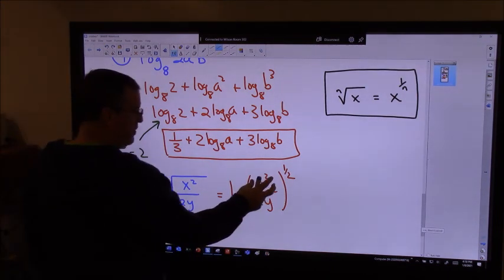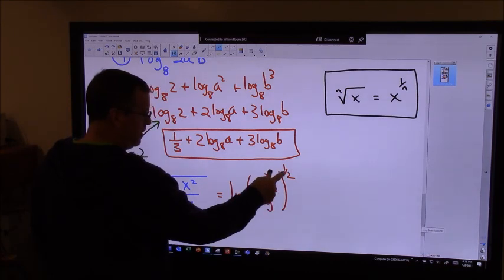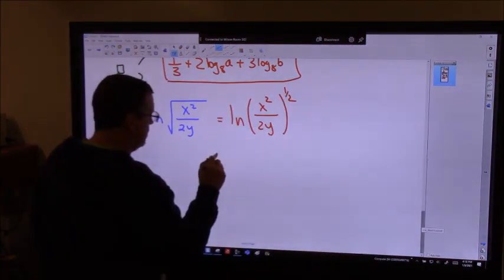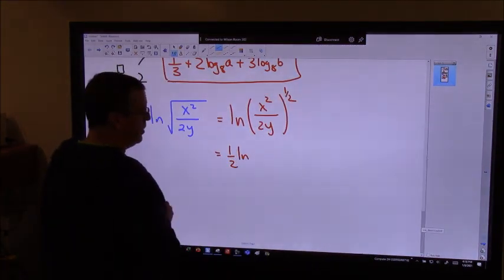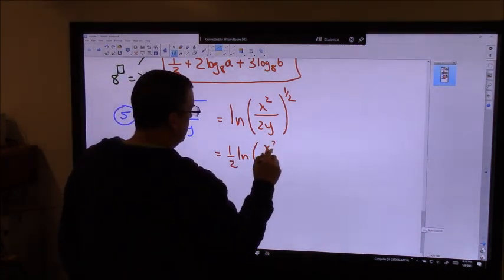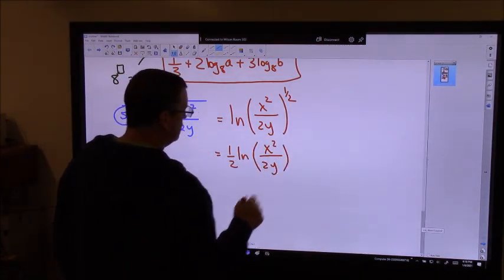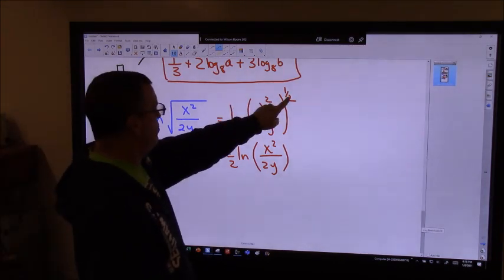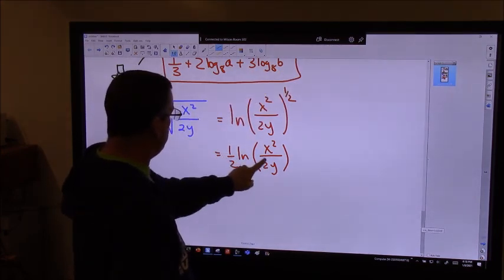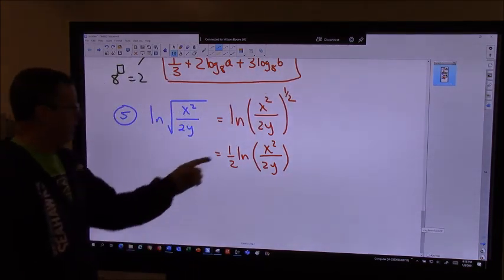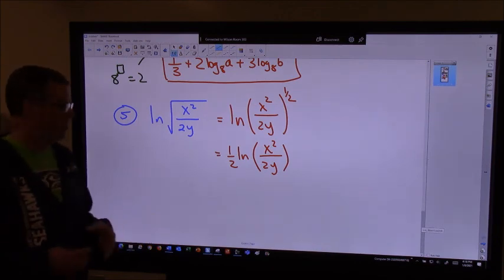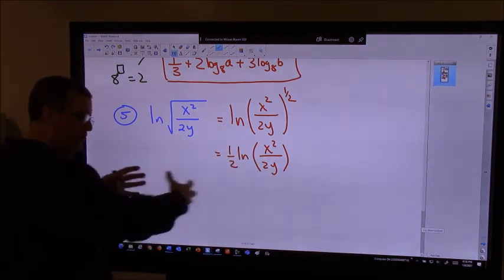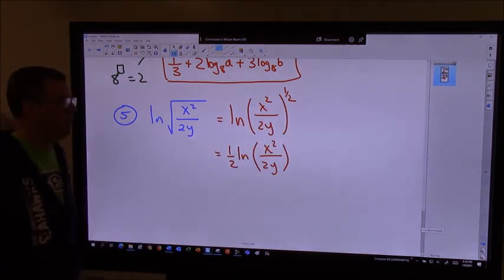And because everything here is raised to the 1/2, that means I can bring that 1/2 down in front. And so what I get is 1/2 natural log of x squared over 2y. Okay, I've got an exponent raised to an exponent, so I can bring that exponent down in front and multiply those two things. All right, you guys keep on going. We're still expanding, okay? We're not trying to figure out what this is equal to, because we can't. It's just a bunch of variables. We're just trying to expand it into a larger expression.